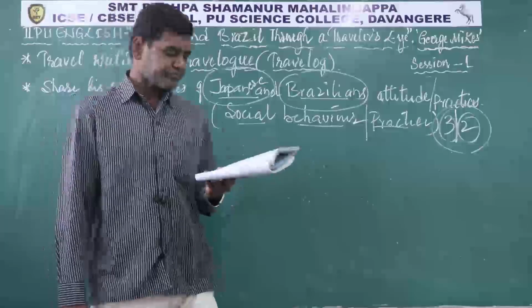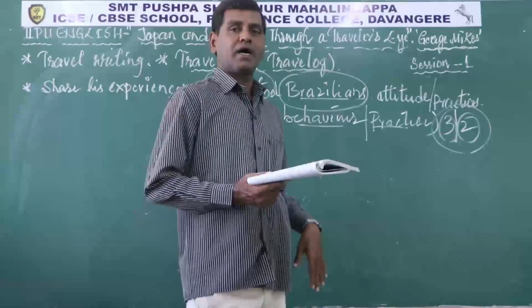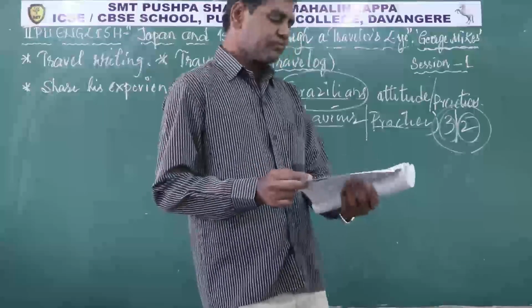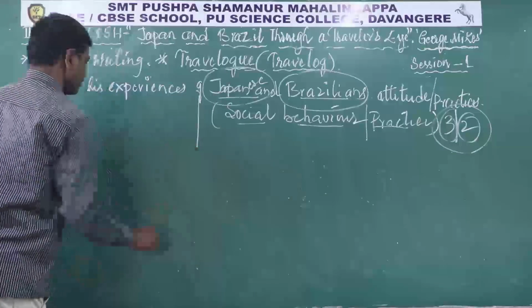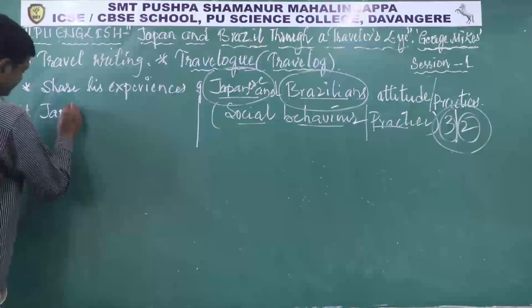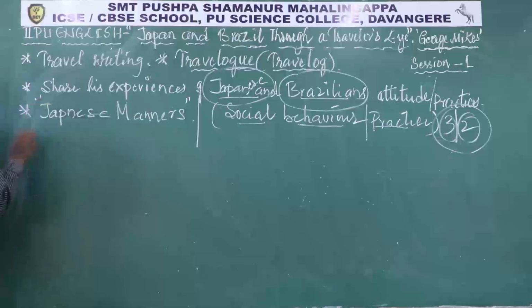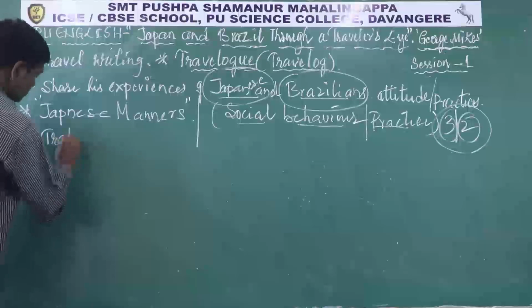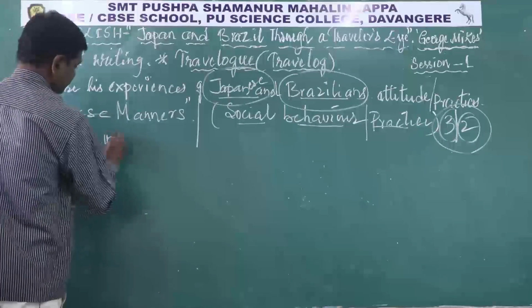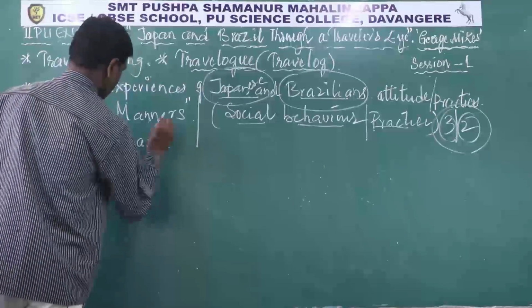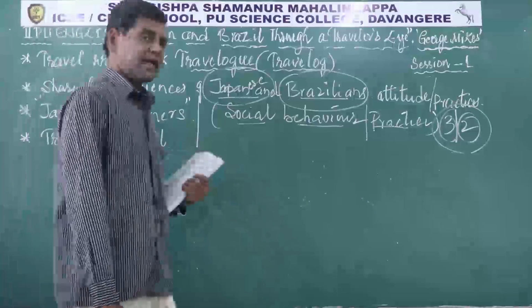Now these excerpts are chosen from the extracts that we have for our study, that is traffic in Brazil as well as Japanese manners. So this is very important here. These are the two divisions that we get: Japanese manners and traffic in Brazil. These are the very important divisions.